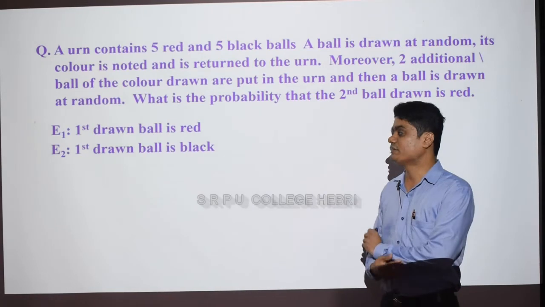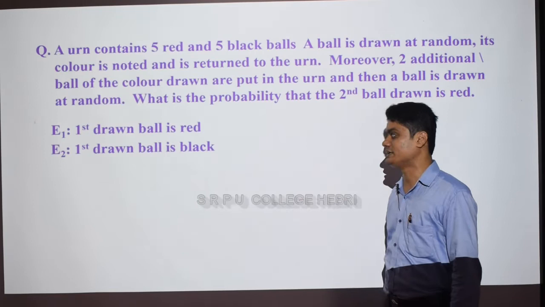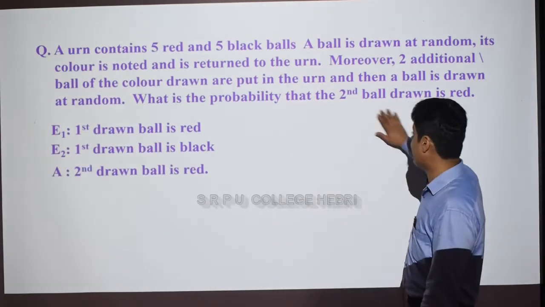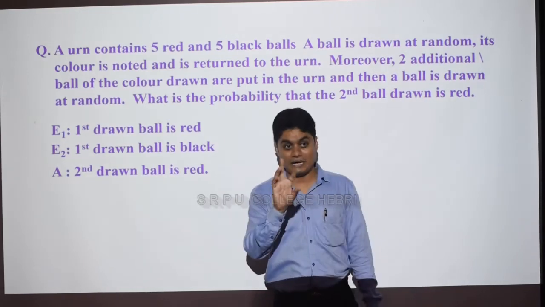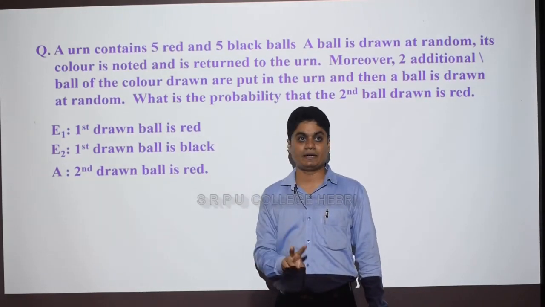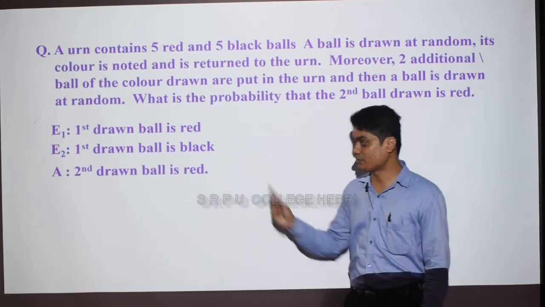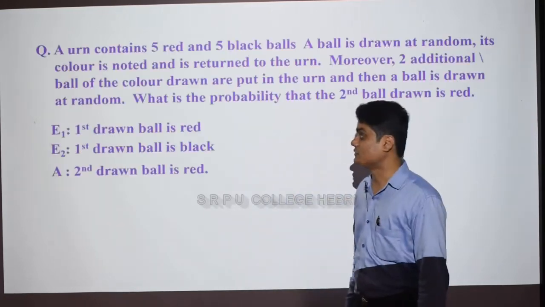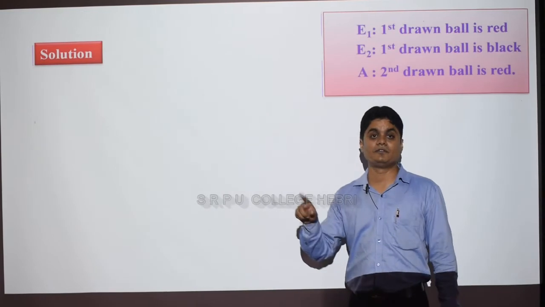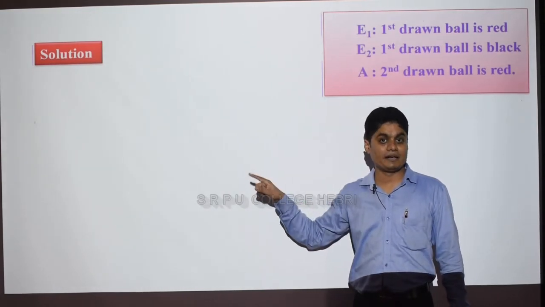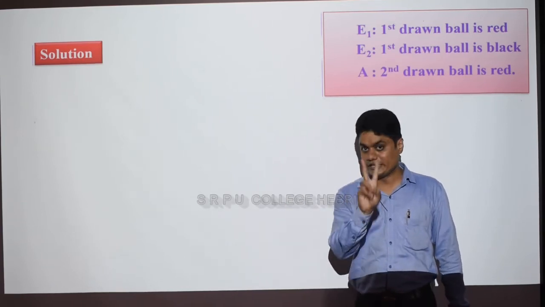Okay, so E1 is the first drawn ball is red, E2 is the first drawn ball is black, and A is the second ball drawn is red. So E1 and E2 are the two partitions, only two events. A is one of the events of the sample space and we need the probability of A. The total probability formula: P of A is equal to the sum of P of Ei into probability of A given Ei. You remember, right? So that formula we are using.